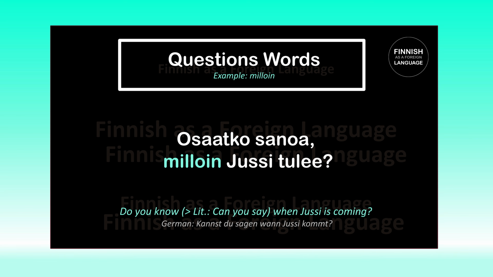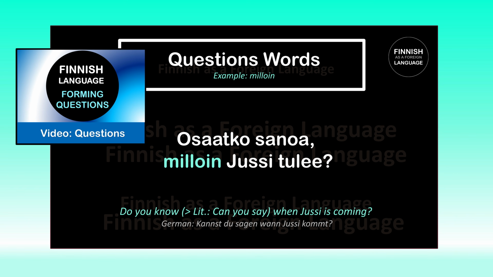So let's go step by step. Osaatko is a combination of the second person singular of osata plus the question marker ko. So, osaatko sanoa means, are you able to say or can you say? Milloin means when, and Jussi tulee means Jussi comes. So, as you see here, we can connect the sentences by using the question word milloin. Let's repeat again. Osaatko sanoa milloin Jussi tulee? Can you say when Jussi is coming?